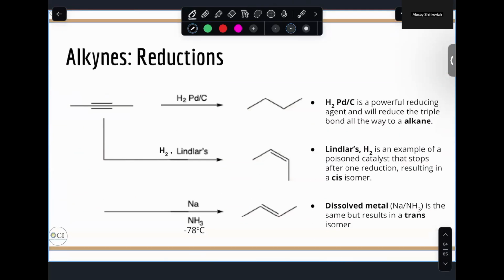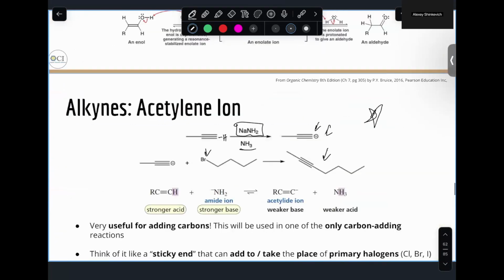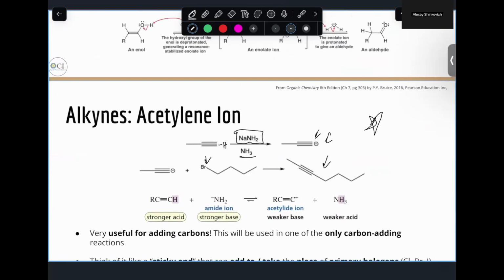Here are reductions. If you use H2 and palladium or a different catalyst, usually palladium, it's just going to fully reduce it into this. If you use a poison catalyst, which is what Lindlar's is, you get the Z alkene. And if you use Na/NH3, you get the E alkene. These two will be very important for synthesis later. These are ones you should know like the back of your hand. Don't confuse Na/NH3 with NH2 that we saw here. They're pretty similar, but they do completely different things.